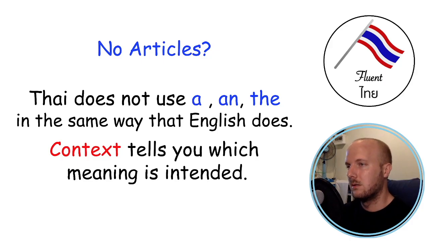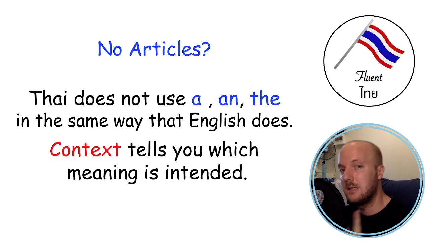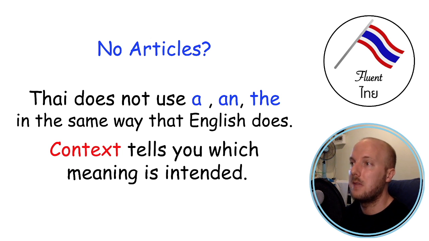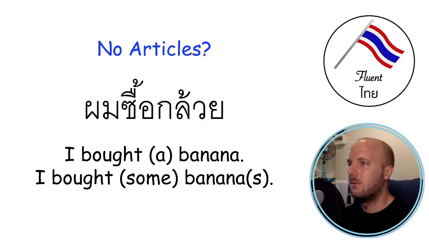No articles. Thai does not use a and the in the same way that English does. Context instead is the thing that tells you which meaning is intended. So are there words in Thai similar to a or the? Yes, but not really used in the same way in English. So for example, it's all about the context.